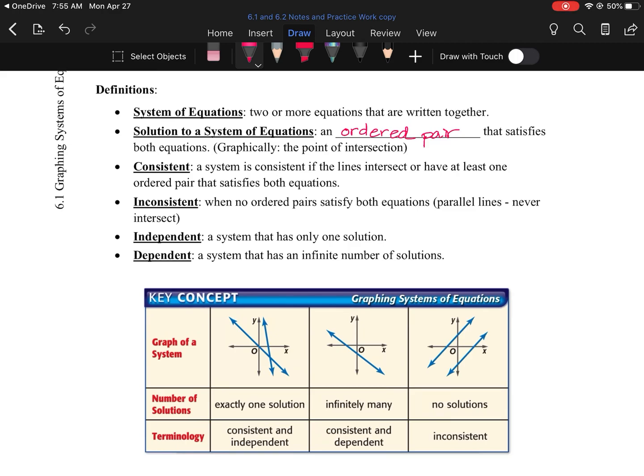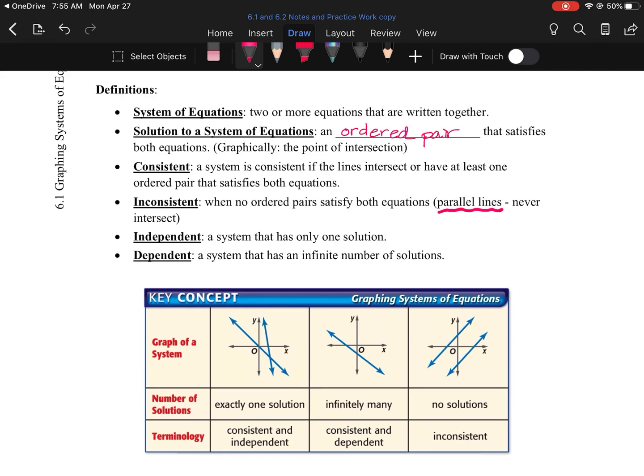Each system is either consistent or inconsistent, and then either independent or dependent. So a consistent system is a system where the lines intersect or have at least one ordered pair. So pretty much if it has a solution, it is consistent. Inconsistent is when there are no ordered pairs that would satisfy both equations, which means they do not touch ever. So if they do not touch, those are parallel lines because they never intersect. So consistent means we get a solution.